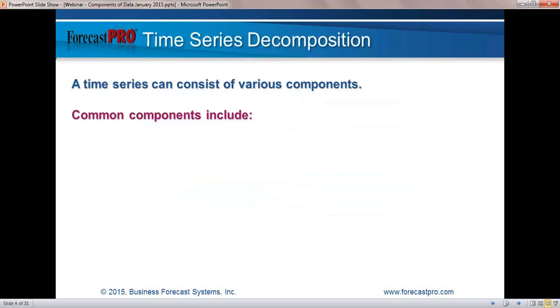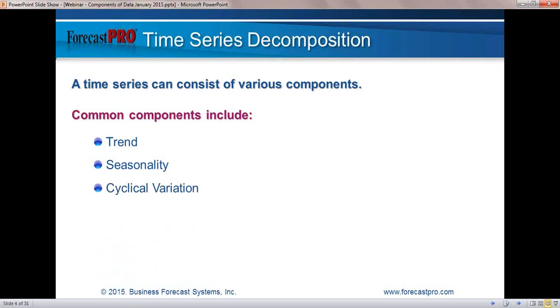So let's begin by looking at some of the different components. What components are there? Well, trends. We'll have a definition for a trend in a minute, but most people conceptually know what a trend is. It's going to be upward or downward movement to the data. Seasonal patterns. Are there times of year that you sell more than other times of year? So this is a repetitive pattern based on the time of year.